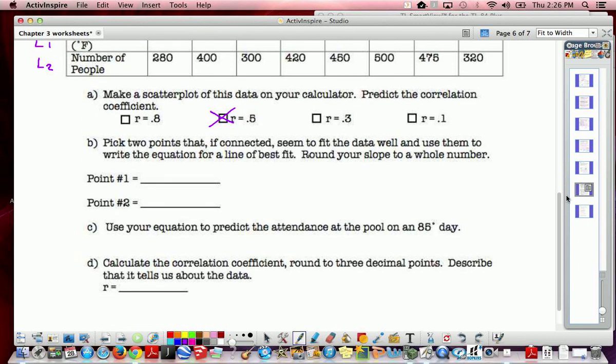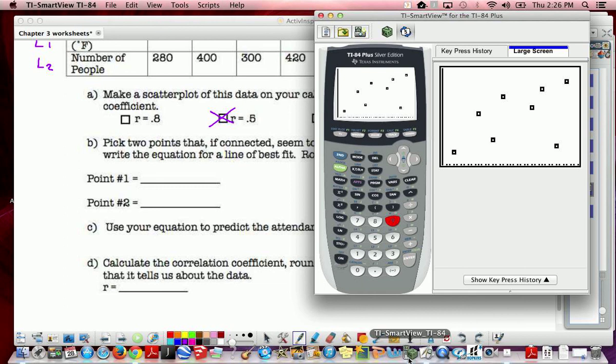Now the next thing it asked me to do is pick 2 points that best describe the data linearly if we were to graph it. So I'm definitely going with this bottom point down here. Okay. So if I do my trace key, this is 68, 280, then I'm going to jump around.